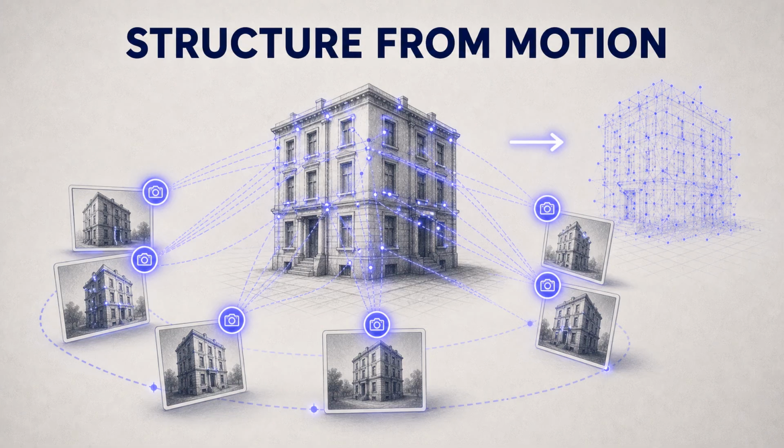For this to work, the system usually needs to know where each photo was taken and which way the camera was facing. Many pipelines estimate this using structure from motion, which matches visual features across photos to recover camera positions and a sparse set of 3D points.